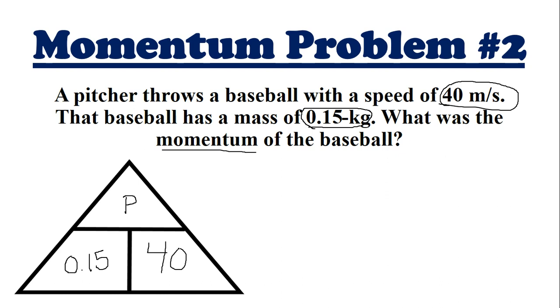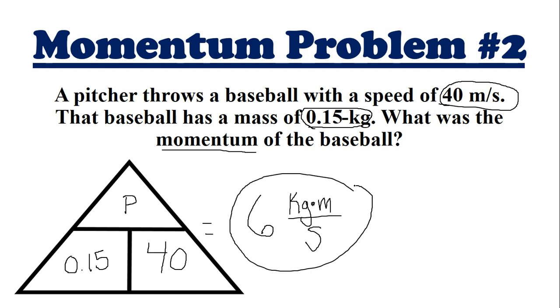Now we're going to take our calculator out, and we are going to do 0.15, and we're going to multiply it by 40 because they're next to each other. Remember, numbers next to each other you multiply. If they're on top of each other, you divide. When you do that, you get your answer to be 6. And then we have our unit, kilograms times meters over seconds. And that is the momentum of the baseball.